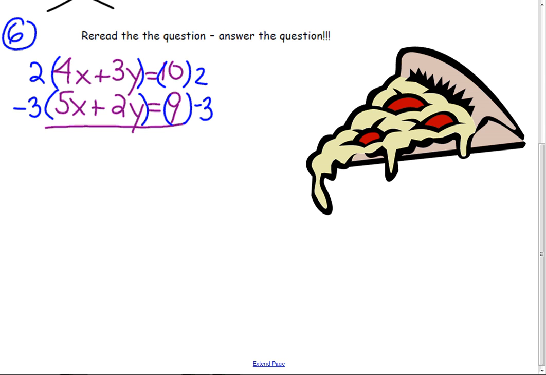I rewrite them both. Okay, Ted, do you have that written down? No. And so we're going to multiply that out. What happens in the top row? 8x plus 6y. That's right, Paris. You multiply it out: plus 6y equals 2 times 10 is 20.